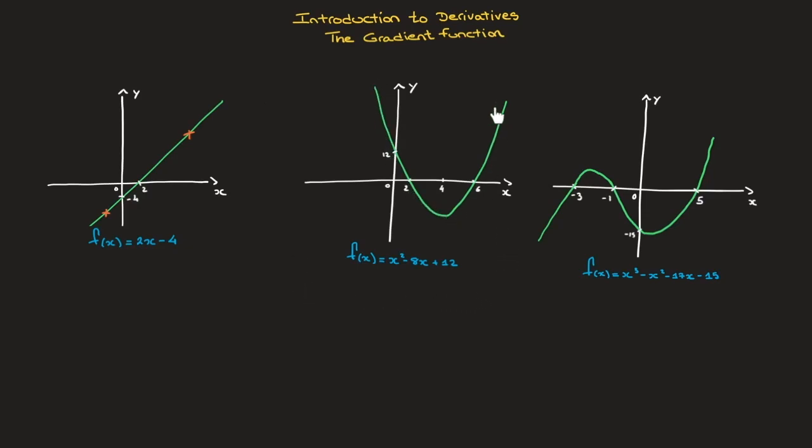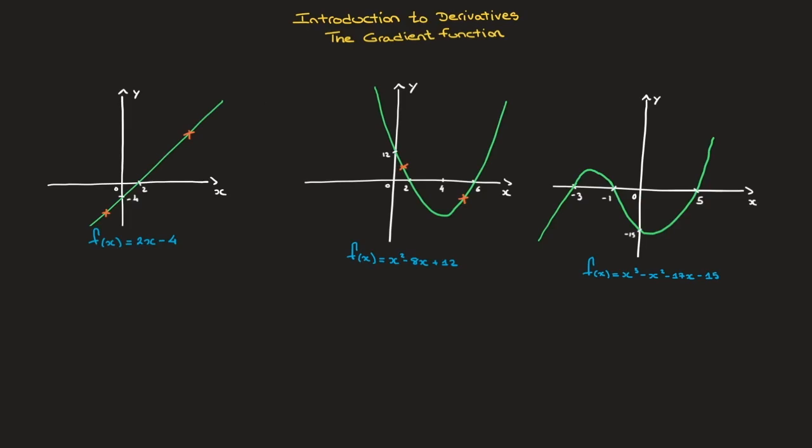This is a parabola, and its equation is f of x, which equals x squared minus 8x plus 12. Now, what if I were to ask you what's the gradient of this curve at this point right here? Or even at this point right here? Well, first of all, how do we even define the gradient or slope of a curve like the one we have here? Well, here's the idea.